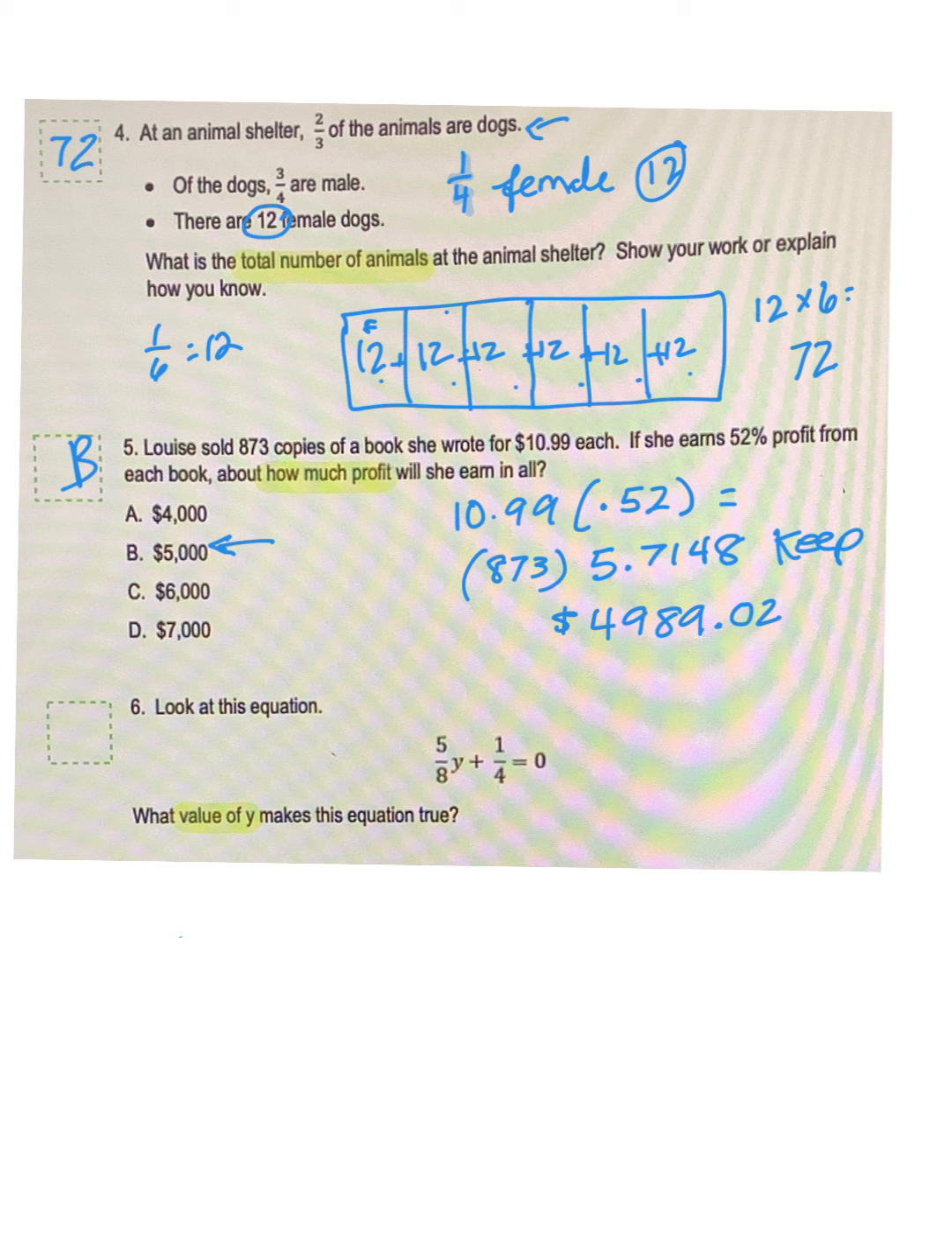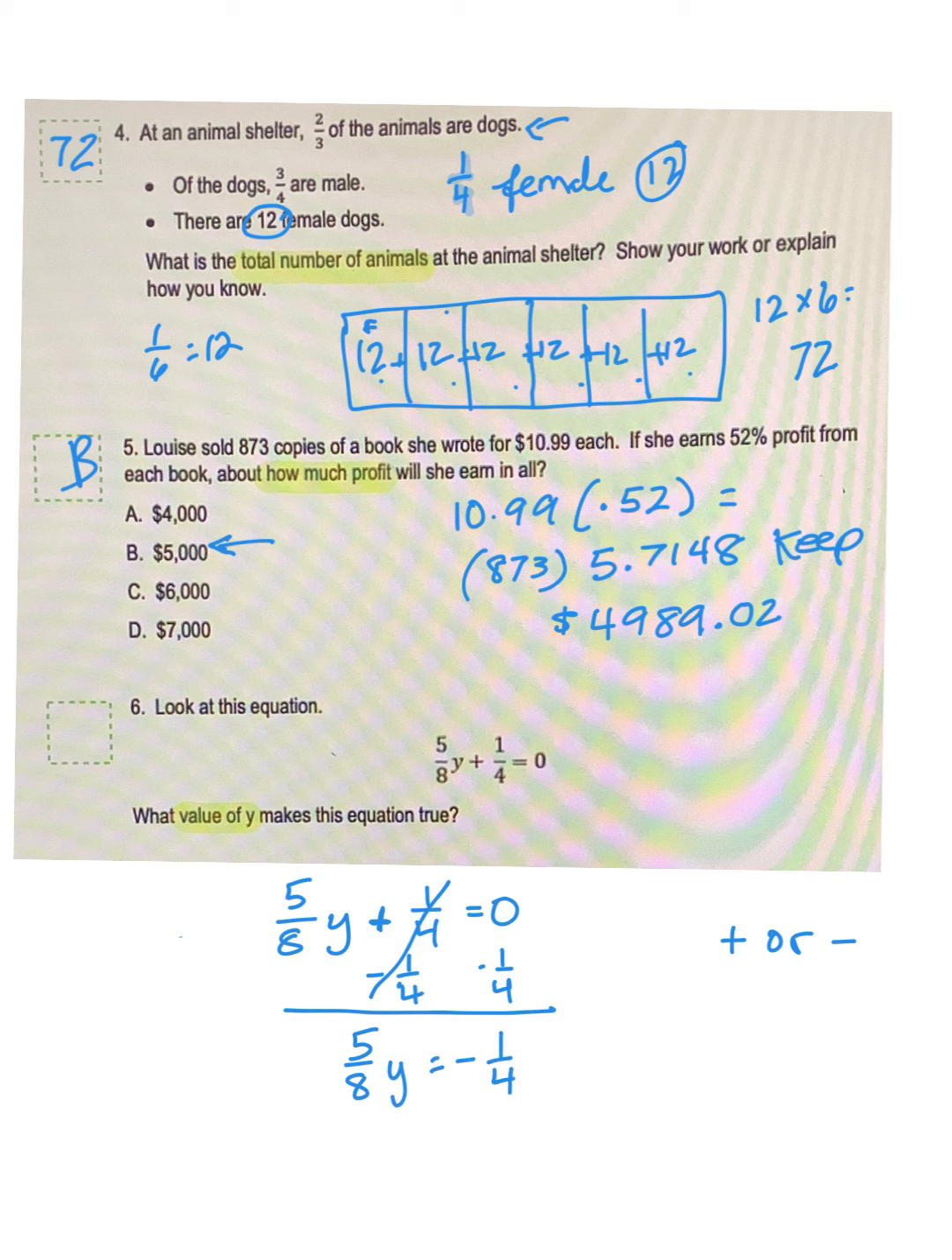For number 6, what value of y makes this true? So basically, we want to solve for y. I'm going to write a little bigger down here so it's easier for us to see. So remember, the first thing we ask is anything being added or subtracted from the variable. Well, we can see that we have a 1/4 being added to the variable term. So I'm going to subtract 1/4. Those cancel out because they're a zero pair, and we're left with 5/8 y is equal to negative 1/4.